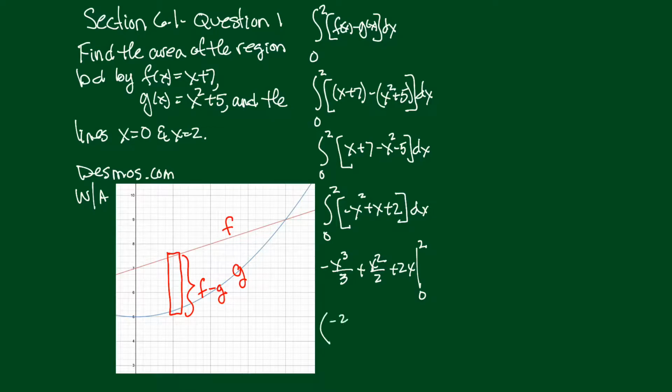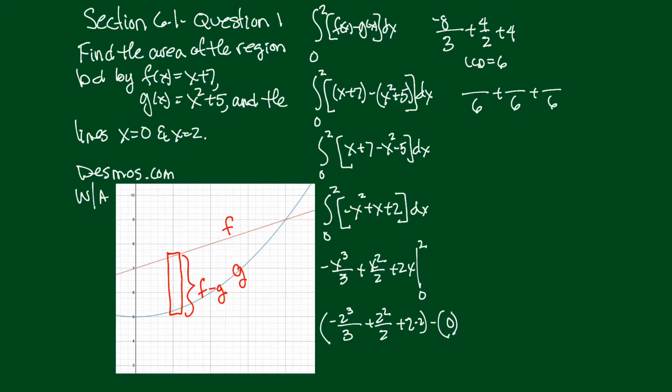So we're going to get negative 2 cubed over 3 plus 2 squared over 2 plus 2 times 2 minus, now look, I'm not going to write all this, you don't have to either. If you put zeros everywhere there's an x, it's just going to go to 0. So this whole thing here is 0. So we'll do it up here. 2 cubed is 8, so negative 8 over 3 plus 4 over 2 plus 4. I think the LCD here is 6, so let's write everything over 6.